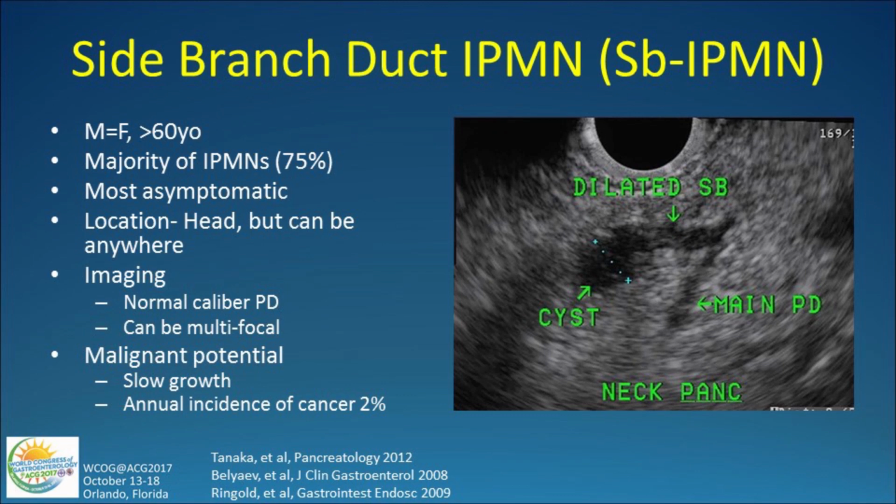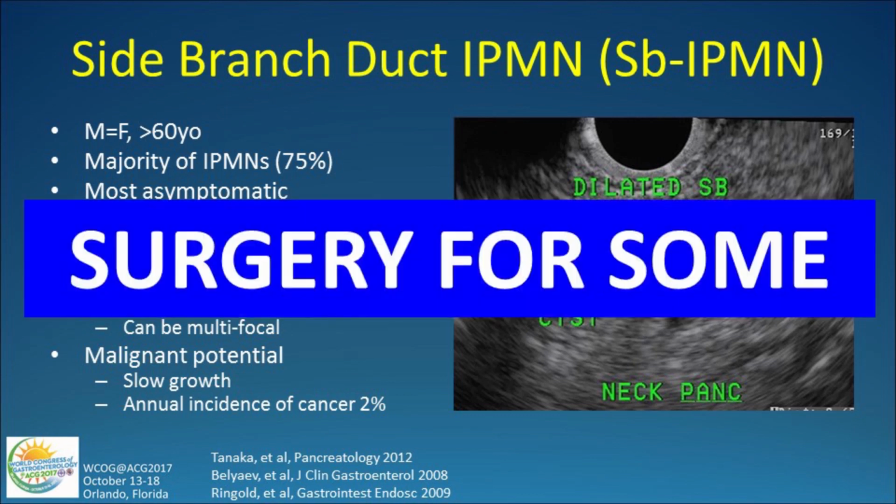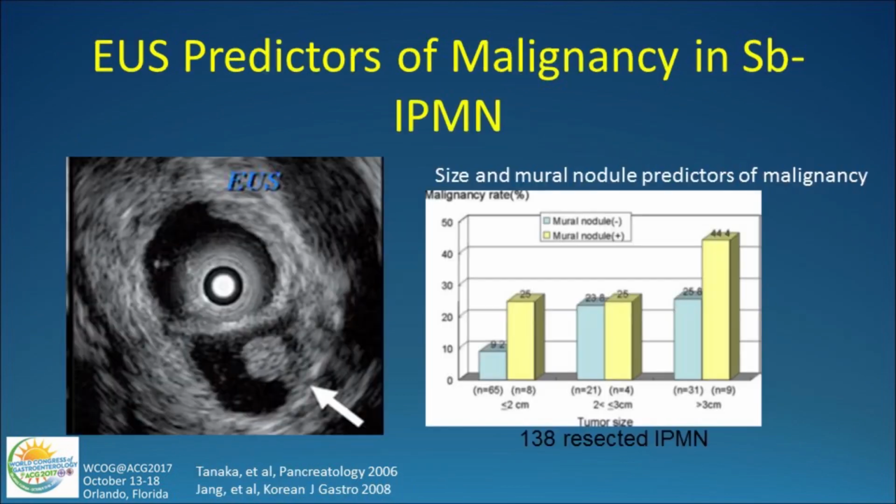Now, side branch IPMNs are mainly found in asymptomatic patients. They account for the majority of IPMN lesions. They can be solitary or multifocal, and in these cases you have a normal caliber pancreatic duct, and if you have multiple cysts, that's often enough to give you the diagnosis. These, we think, have a slightly different biology than main duct IPMNs. They're slower growing, and based on limited surgical studies, their annual incidence of cancer may be around 2%.